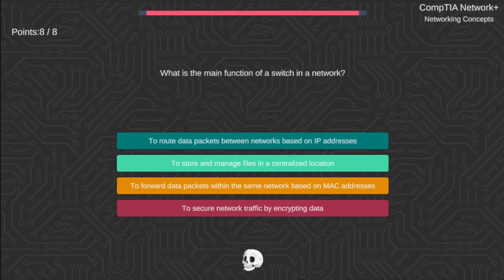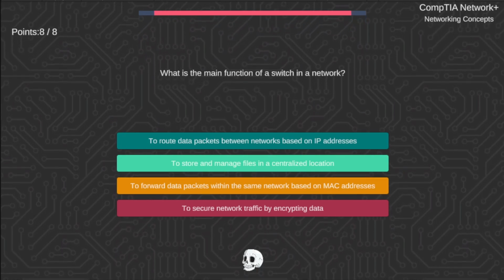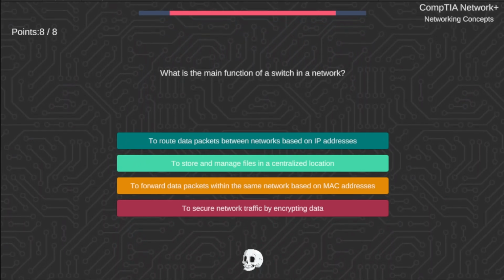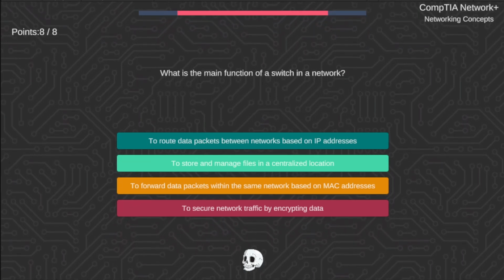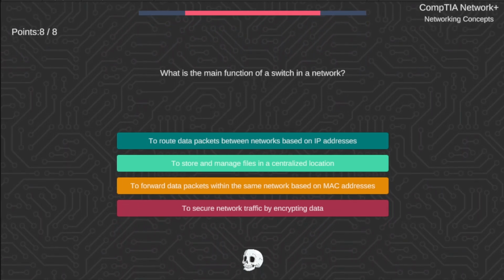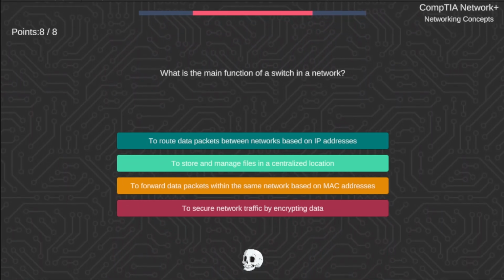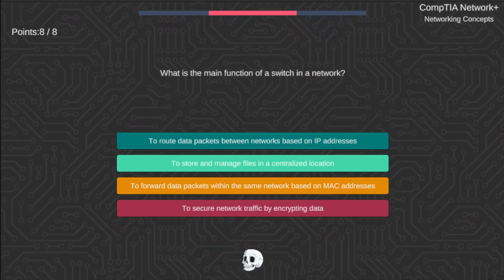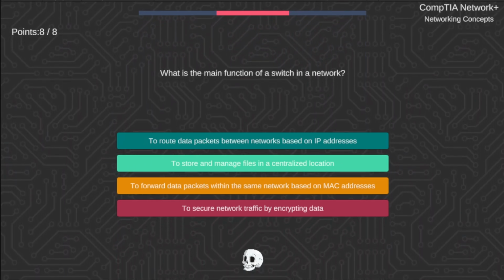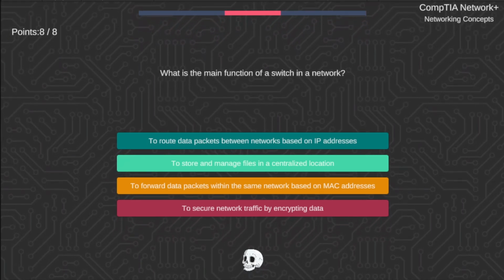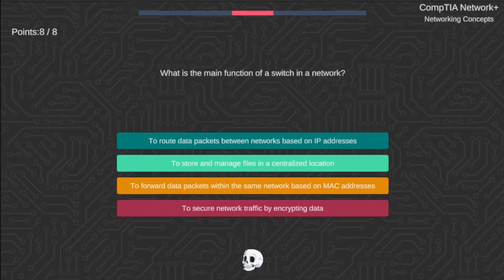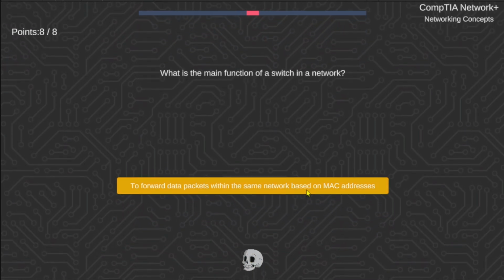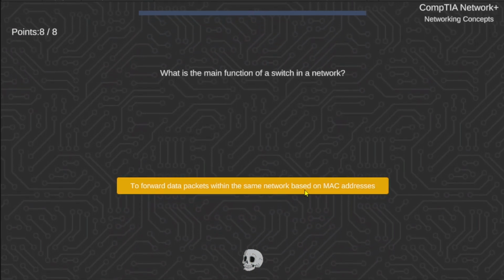What is the main function of a switch in a network? To route data packets between networks based on IP addresses, to store and manage files in a centralized location, to forward data packets within the same network based on MAC addresses, or to secure network traffic by encrypting data. The main function of a switch in a network. Correct answer is to forward data packets within the same network based on MAC addresses.